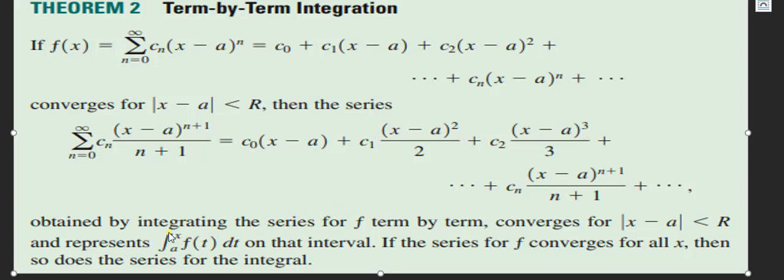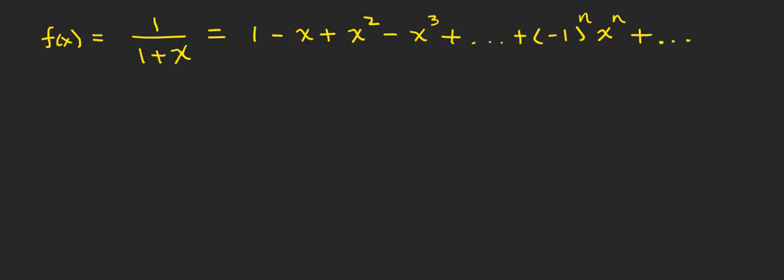Now, also, when you integrate, you need to do the integral from a to x of f of t dt on that interval. And you will understand better when I do an example of what I mean. And also, after the integration, the radius of convergence stays the same. So we have f of x equals 1 over 1 plus x. This is one of the 5 important Maclaurin series that you need to recognize. And the power series for this function is 1 minus x plus x squared and so forth.